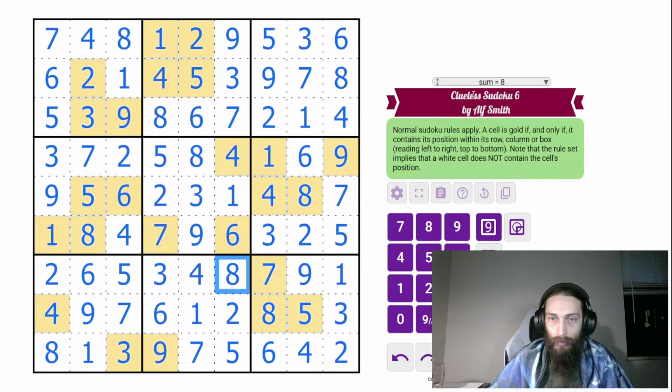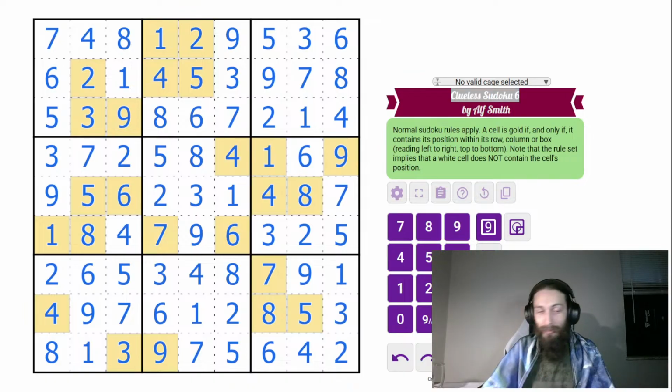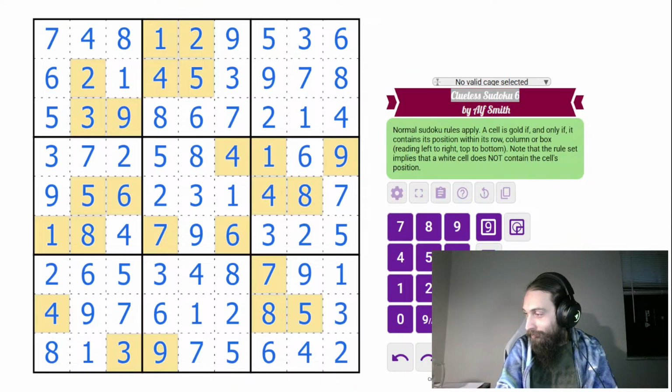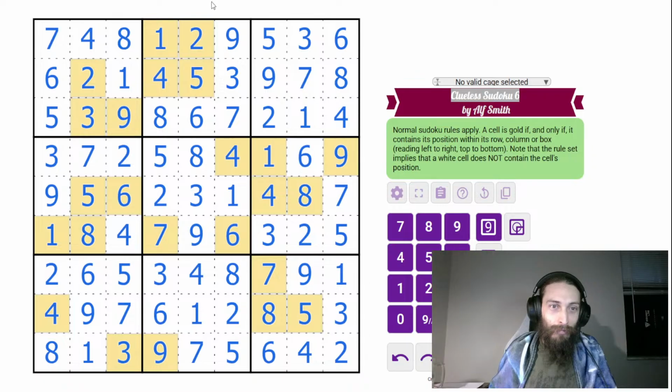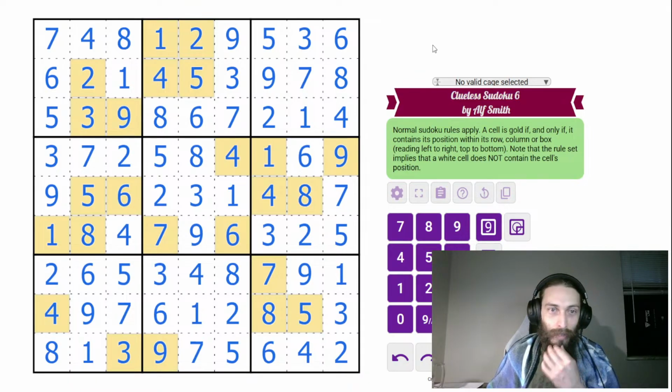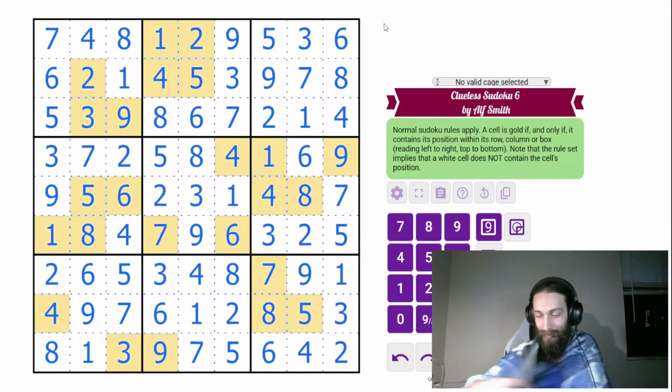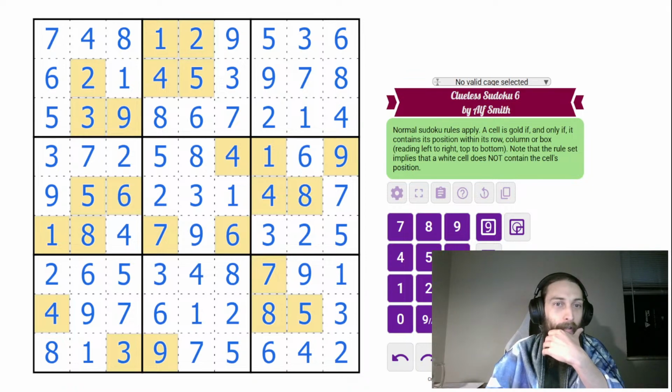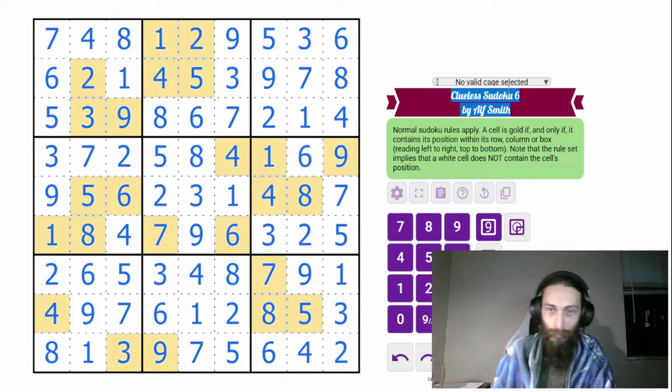I meant to put the link to the puzzle in the chat. No one will notice if I slip it in here right at the end, will they? I don't think anyone will notice. Apparently we were a little bit clueless about the rules there. We sure were.